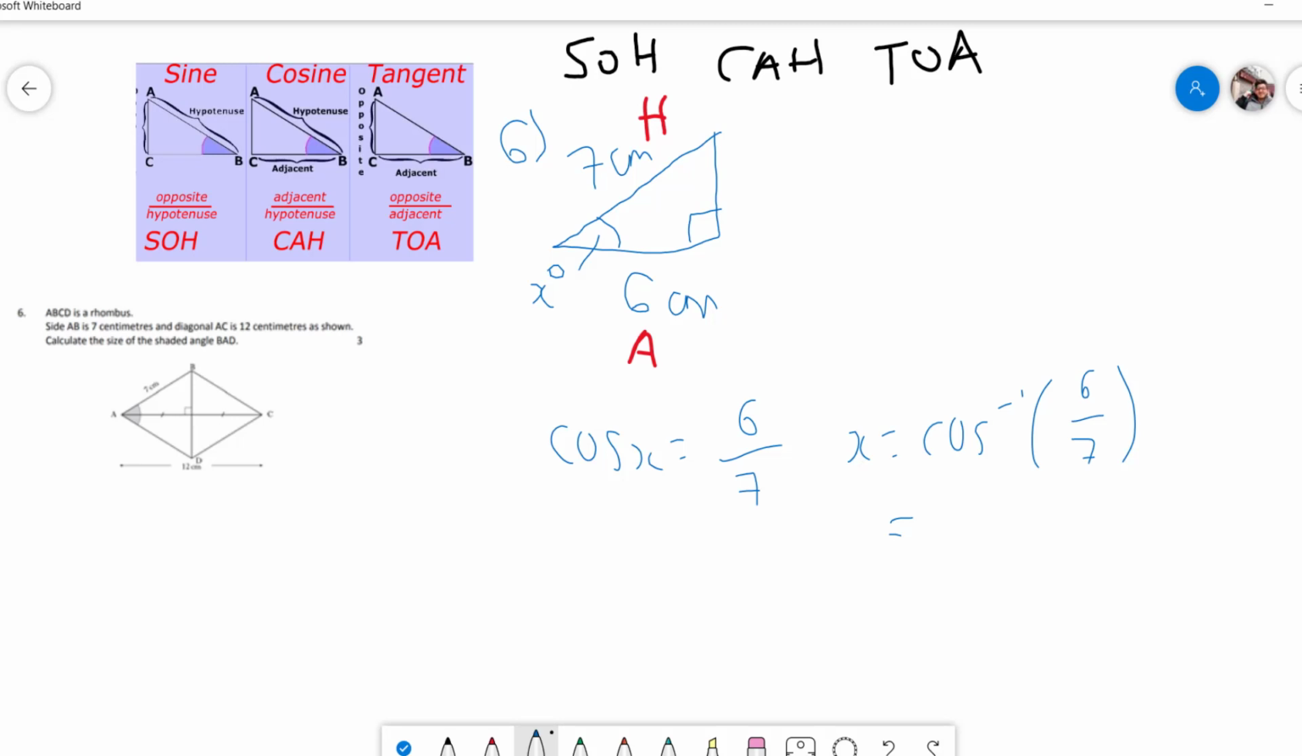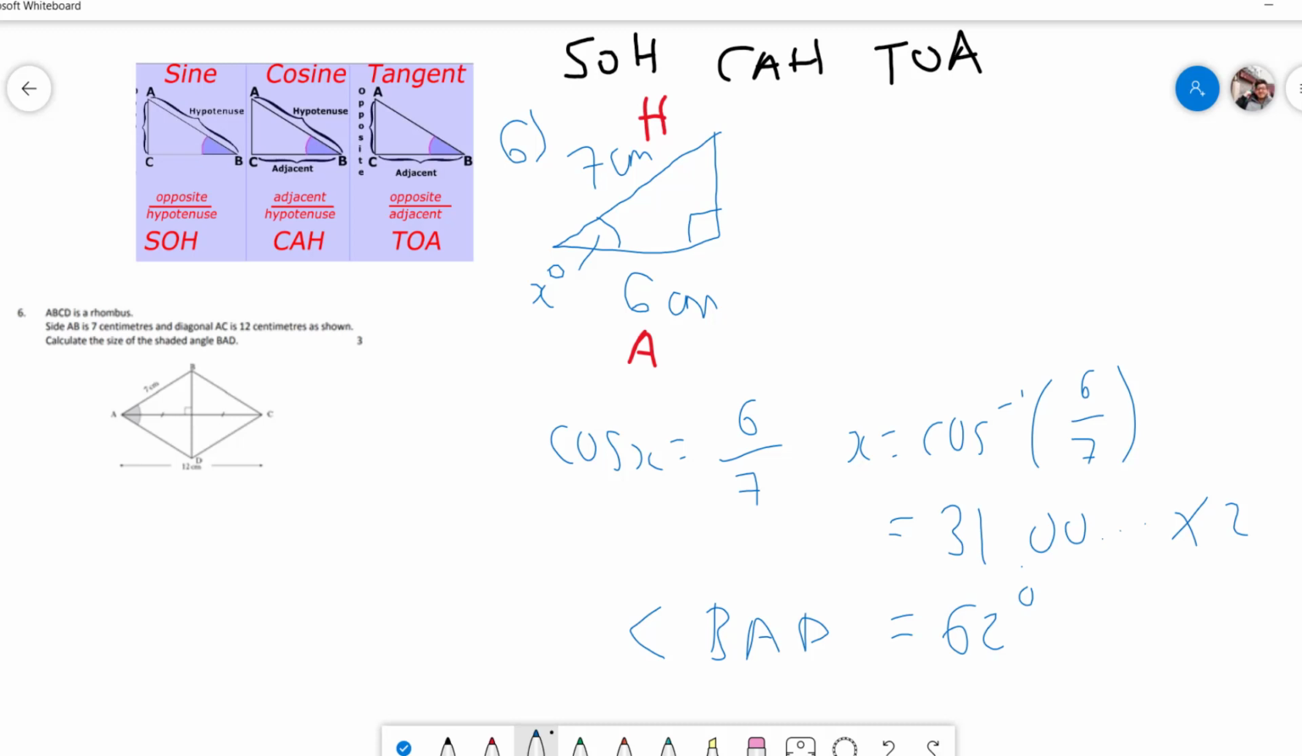However, whatever answer you get in your calculator, just keep that in your calculator, because we don't want to start rounding off now, because we want to round off our final answer. And our final answer is simply whatever that is, multiplied by 2, which gives 62 degrees to the nearest degree. So angle BAD is equal to 62 degrees to the nearest degree.